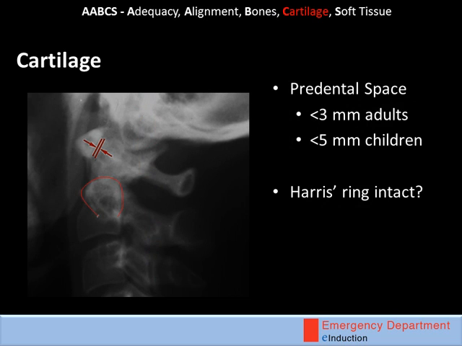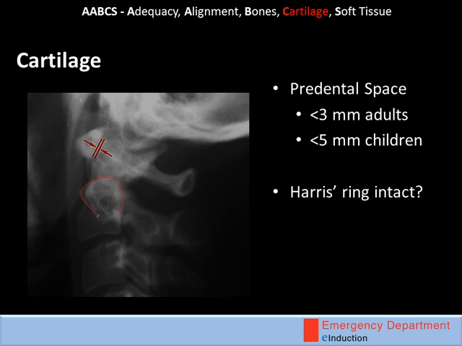As you look at the top of the lateral view, there are several important review areas. There is a gap, the predental space, between the anterior arch of C1 and the odontoid peg. Normally this distance is less than 3 mm in an adult or 5 mm in children. Widening here may indicate either fracture or ligamental injury.